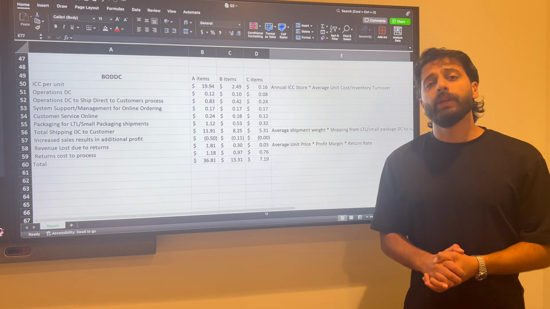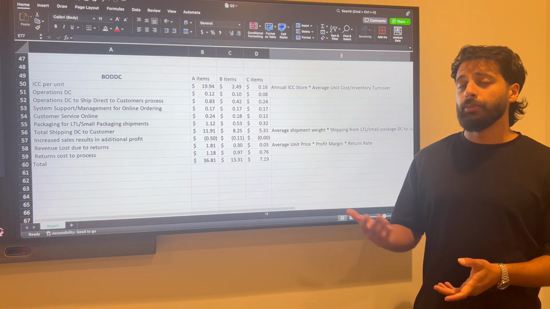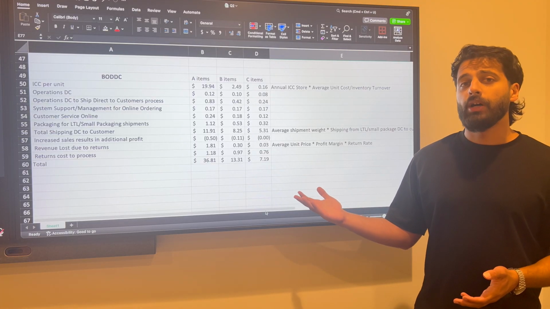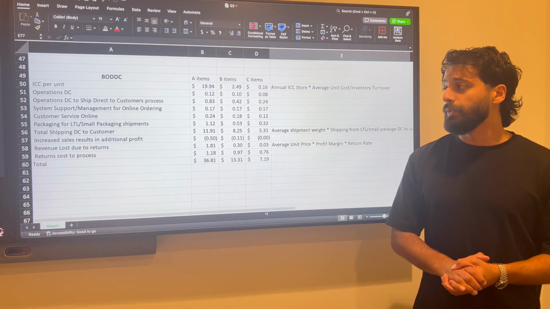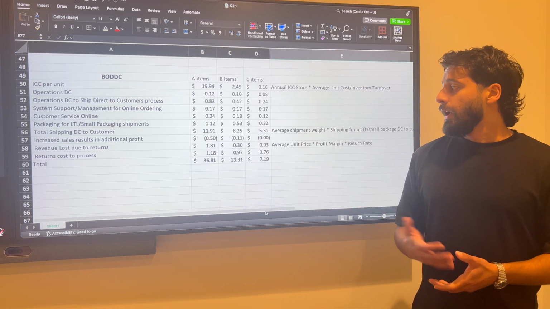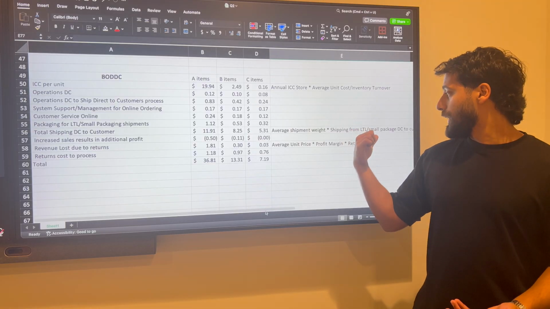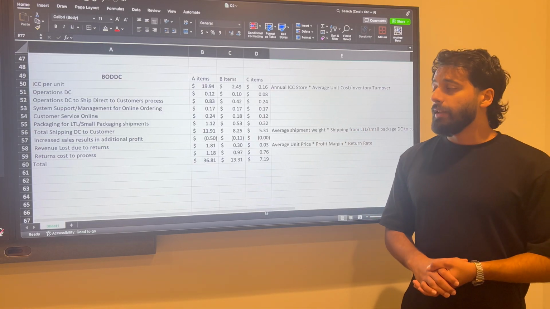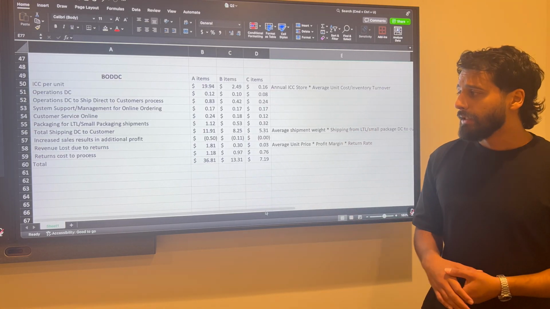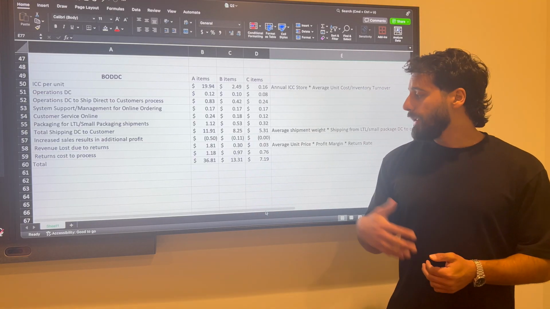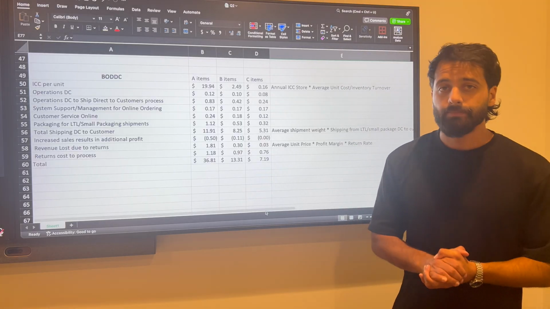So for the last part, we're going to move on to buy online and then distributing from the DC. Instead of adding on additional costs, we're actually going to remove a couple. We're going to remove the operations store, and then for the new calculation, we're going to be using the average shipment weight, shipping from the LTL for the small package, and then once we do the math there, that gives us $36.81 for item A, $13.31 for item B, and then $7.19 for item C.